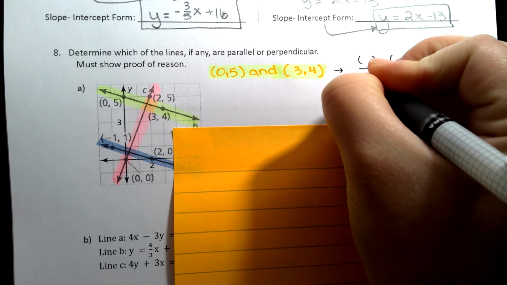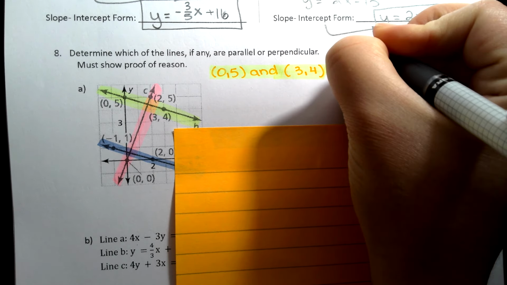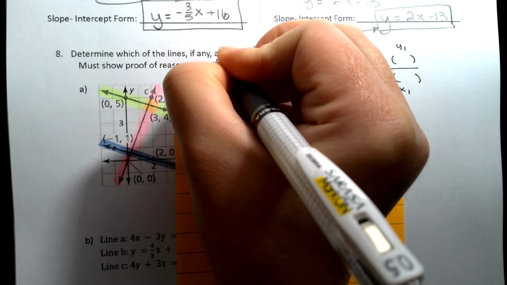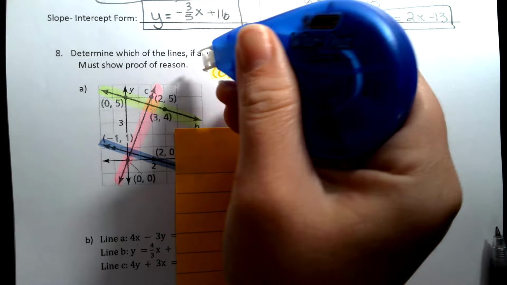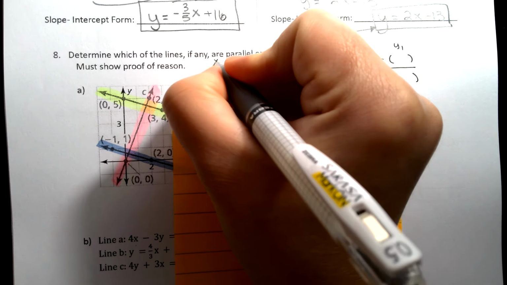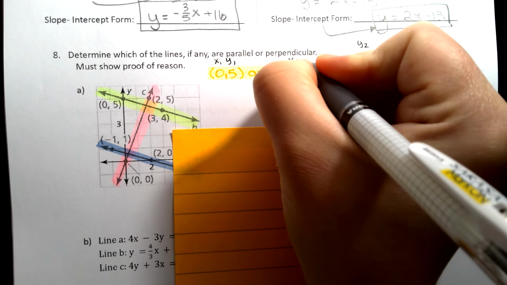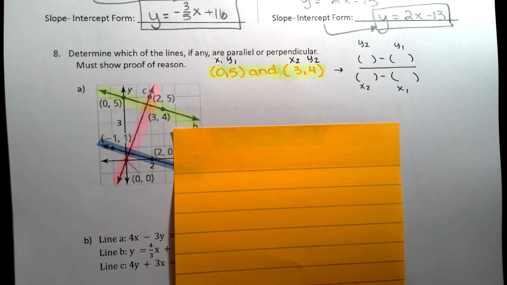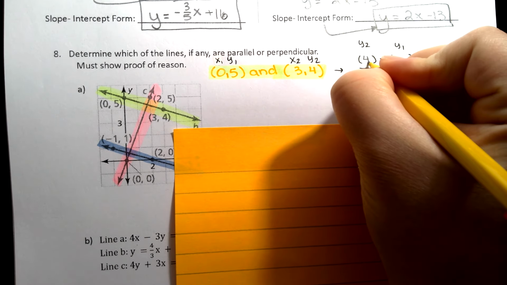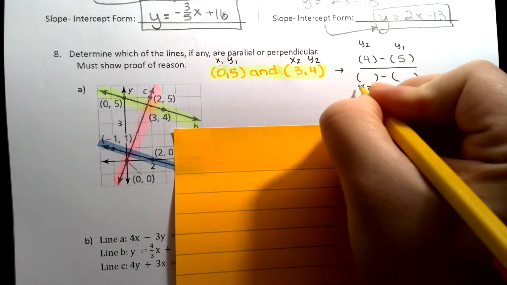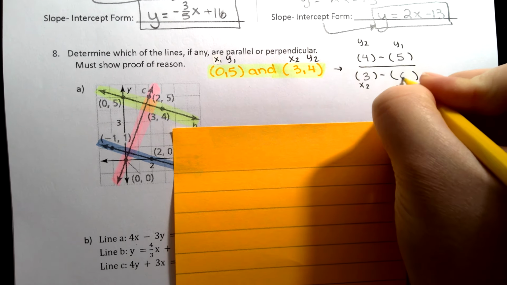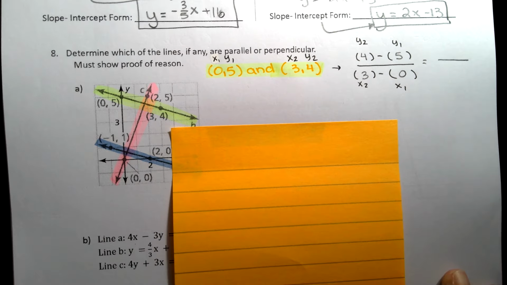And again, slope is your rate of change formula. So y2 minus y1 over x2 minus x1. Just kidding, that's embarrassing. This is an x. So x1, y1, x2, y2. So y2 is 4, y1 is 5, x2 is 3, x1 is 0. Use a calculator if you need to.